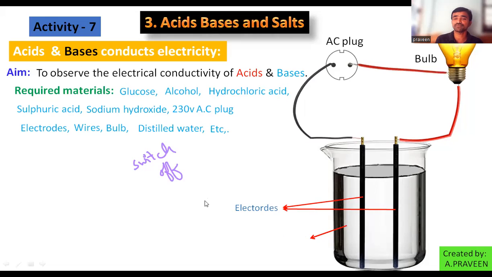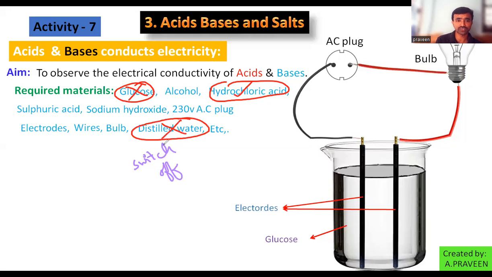Now I can change it. Switch off and change the solution. Now I am taking the solution glucose. Again switch on. What happens? Does the bulb glow or not? That you need to realize. In this case, the bulb is not glowing. So in which case did we observe the bulb glowing? In case of HCl, the bulb glowed. In case of glucose, not. In case of distilled water, not.